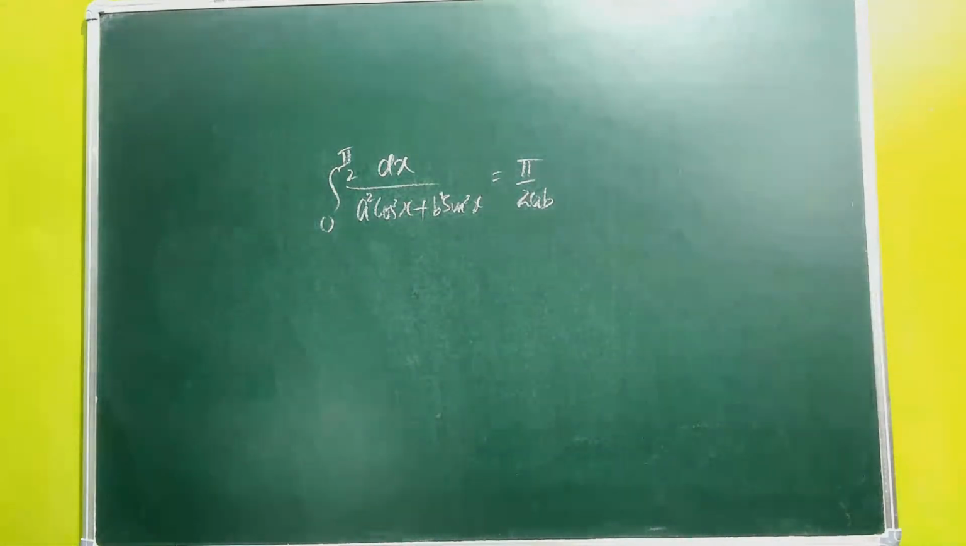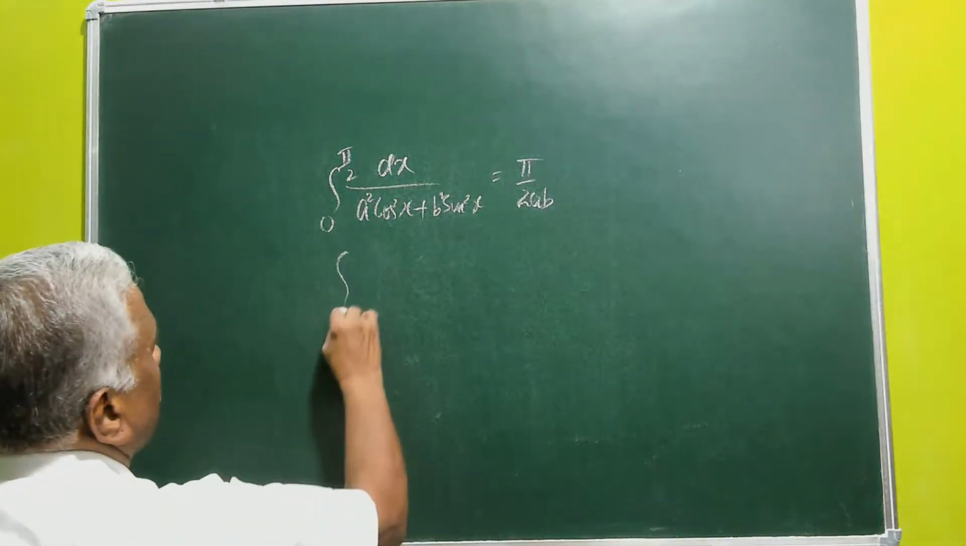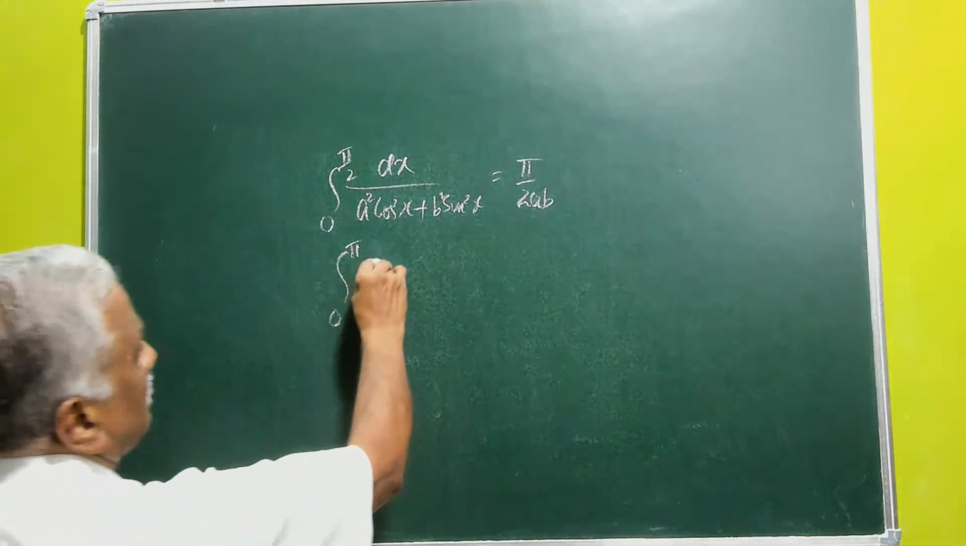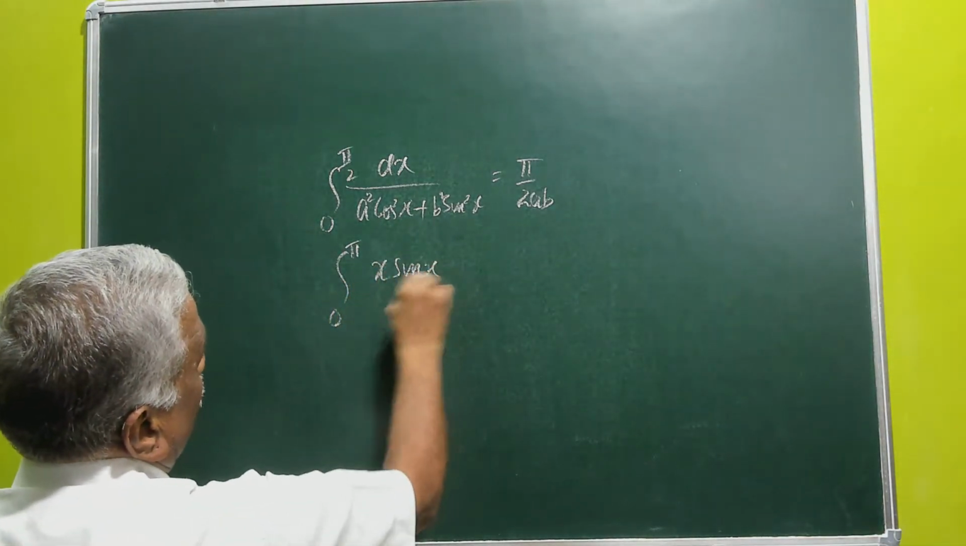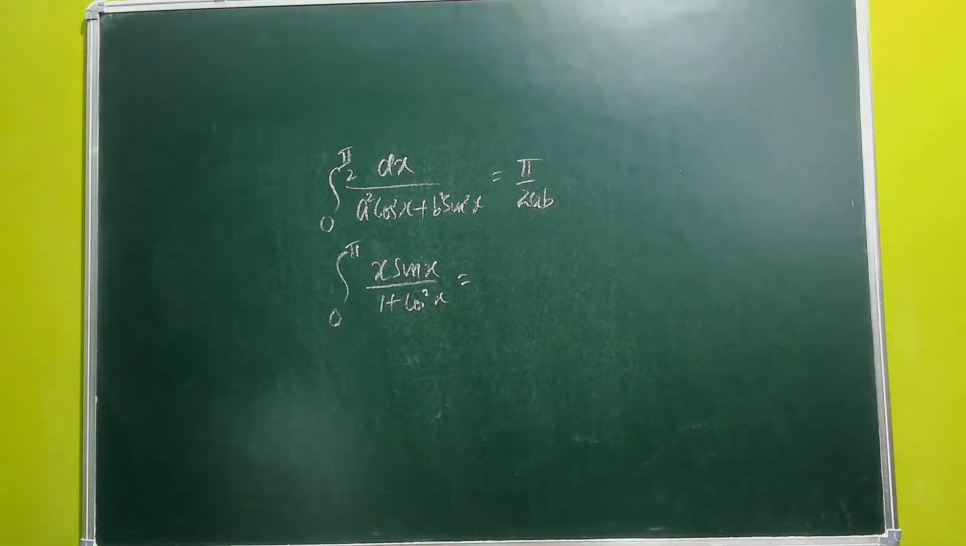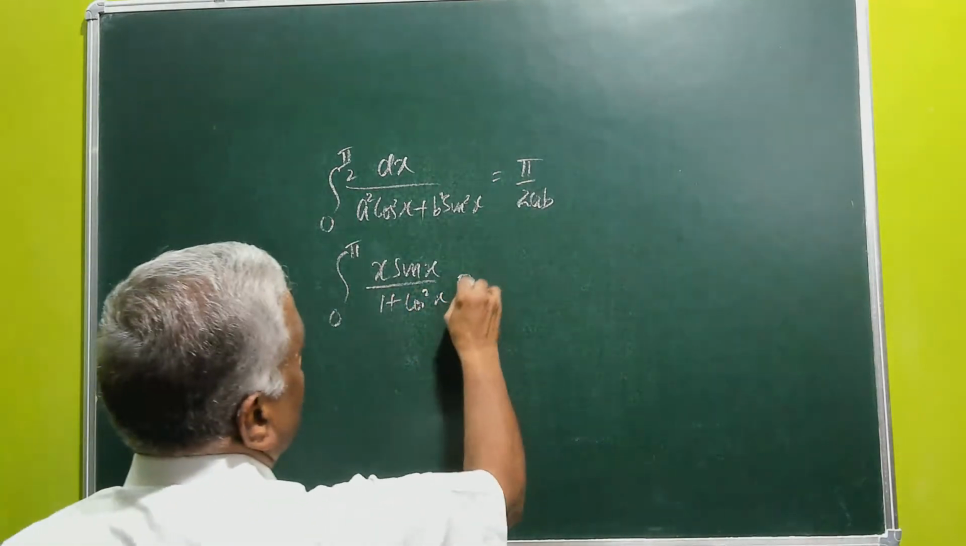And 0 to pi, x sin x over 1 plus cos square x dx is equal to pi square by 4.